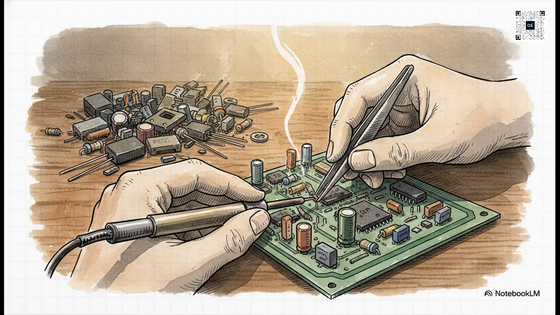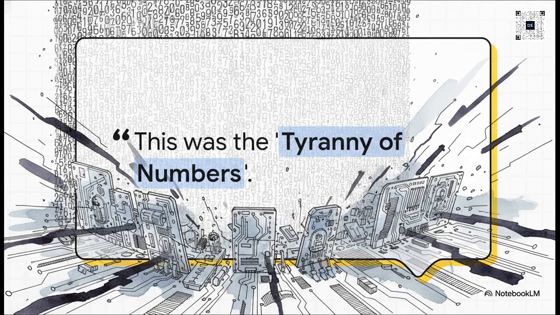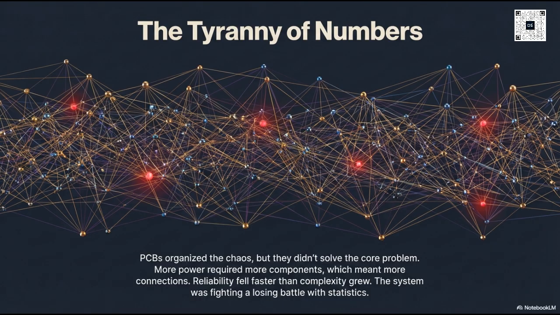Which brings us to this idea they called the tyranny of numbers. This was the crisis, right? It was the crisis. Yeah. Because the individual parts, the transistors, were getting better, smaller, faster, much better than vacuum tubes. But progress was just grinding to a halt. Why? If the parts are better, why doesn't the machine get better? Because the system's reliability wasn't about the quality of the parts. It was about the chaos of the connections between them. That phrase, the tyranny of numbers, really took hold in the late 50s. Engineers realized they had hit a wall, a statistical wall they couldn't climb.